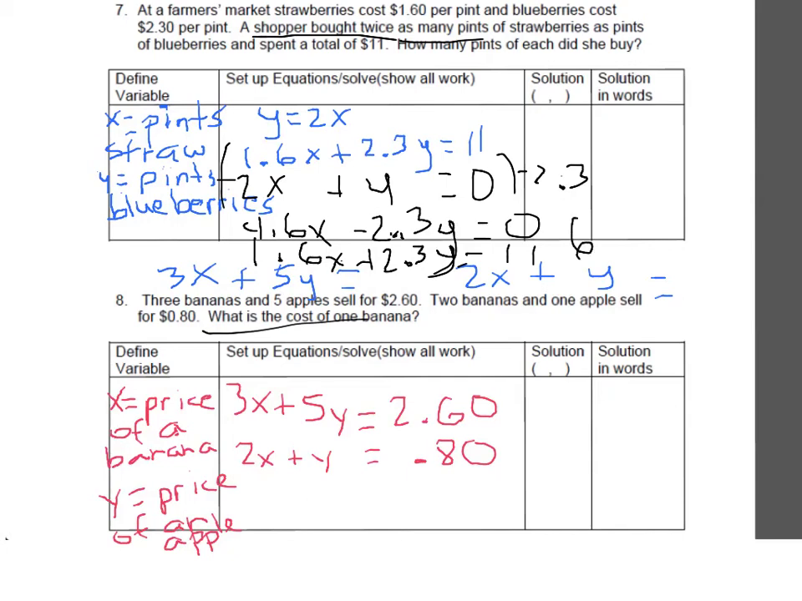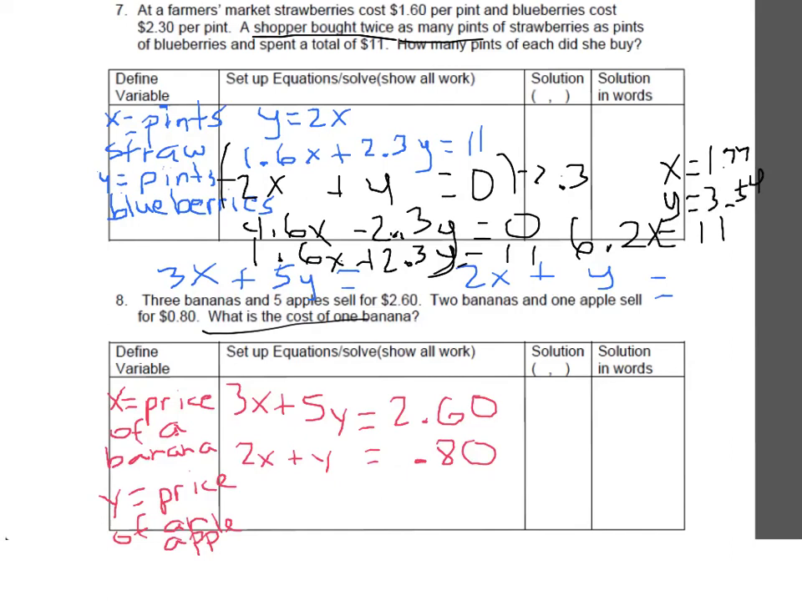You end up with 6.2x equals 11, and when you solve for that, x is going to equal approximately 1.77. We have to talk about how these solutions are going to be approximate, because a pint shouldn't be part of a pint for strawberries and for blueberries. So 1.77 is what you get for x, and when you plug back in for y, you actually get 3.54.